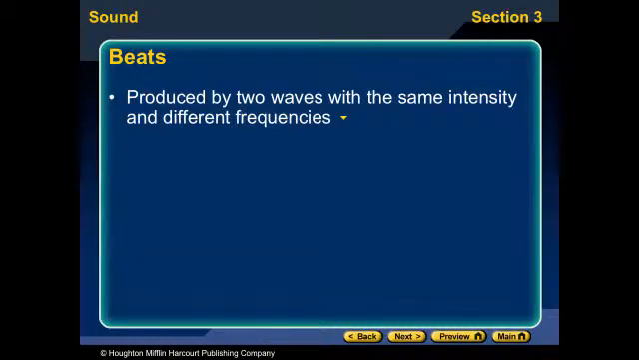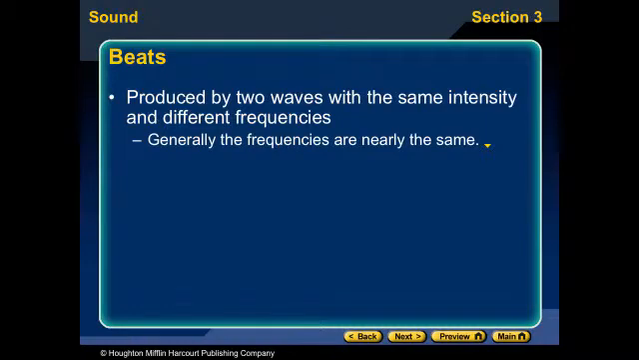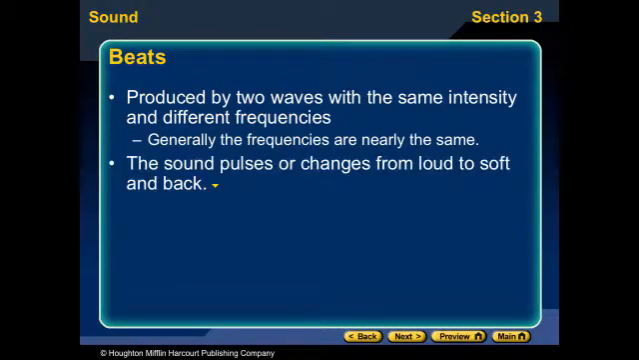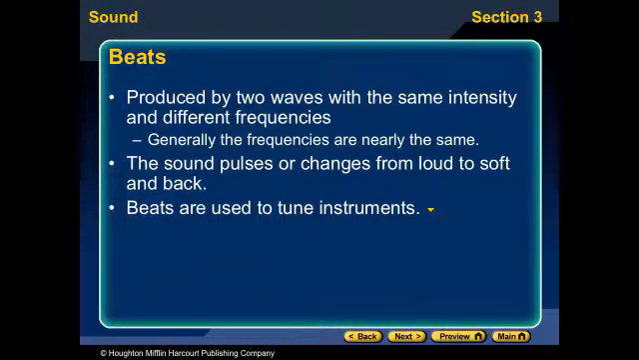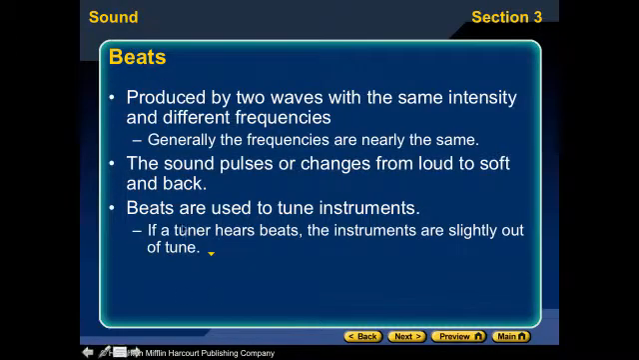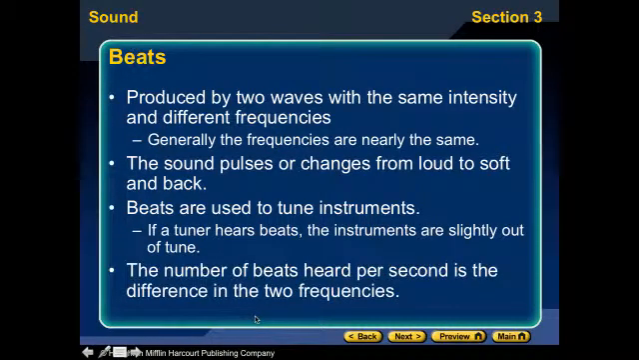It's produced by two waves with the same intensity but at different frequencies, and they're just off by a little bit, and they're nearly the same, and so the sound will actually pulse. So you'll hear this loud and soft pulsing back and forth. They're used to tune instruments. If two instruments are tuned to each other perfectly, there would be no beats. And you get a faster beat if they're close to each other, slower beat if they're a little bit farther back. So if the tuner hears beats, the instruments are slightly out of tune.